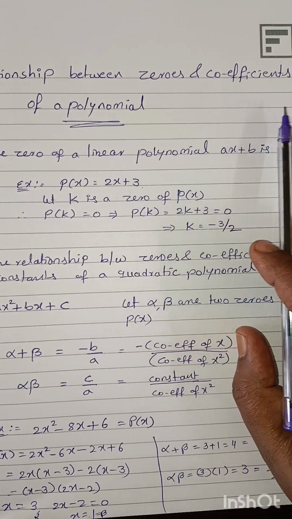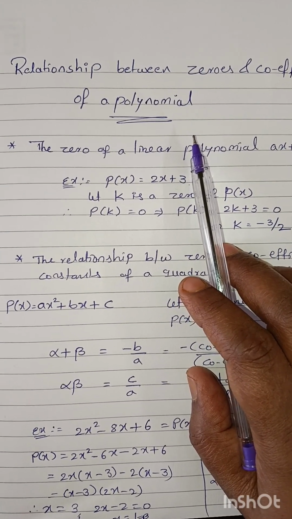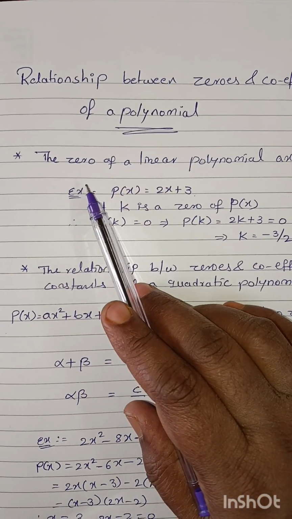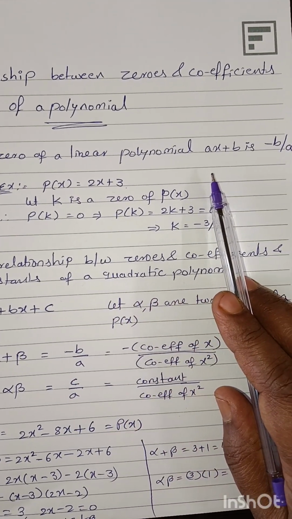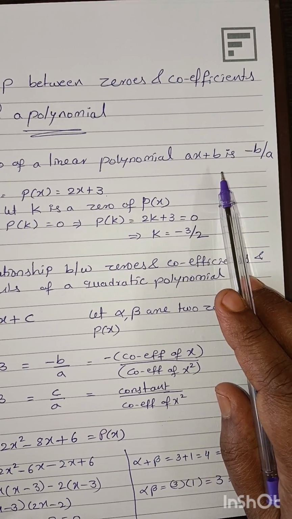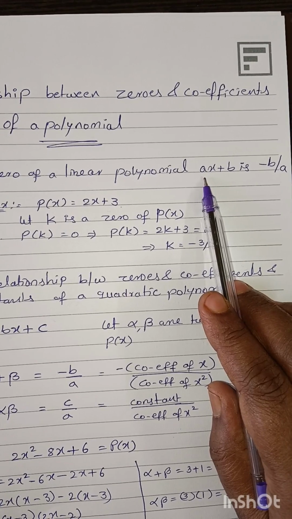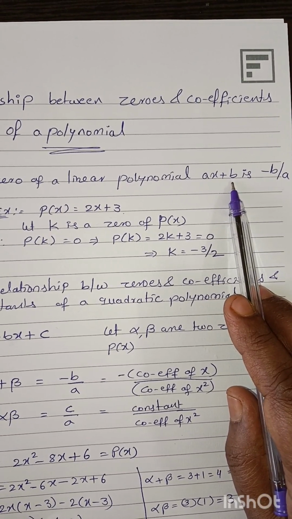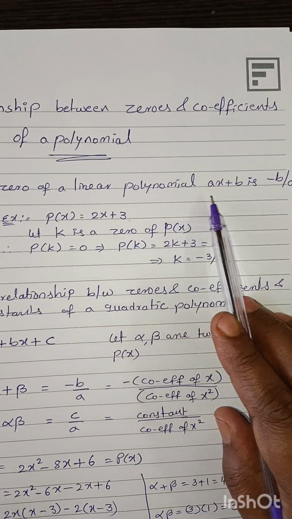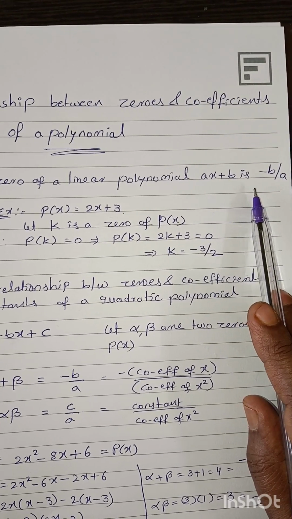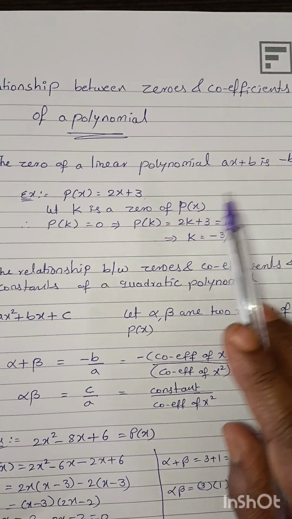Relationship between zeros and coefficients of a polynomial. First point, the zero of a linear polynomial ax plus b. Ax plus b is one linear polynomial. Here a is the coefficient of x and b is a constant. So the zero of a linear polynomial ax plus b is minus b by a.